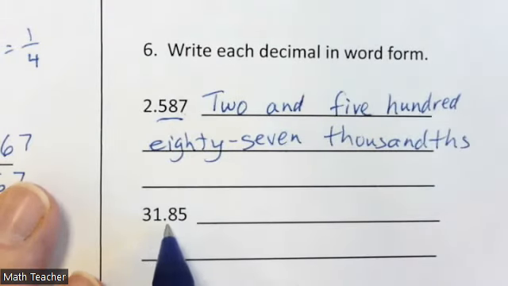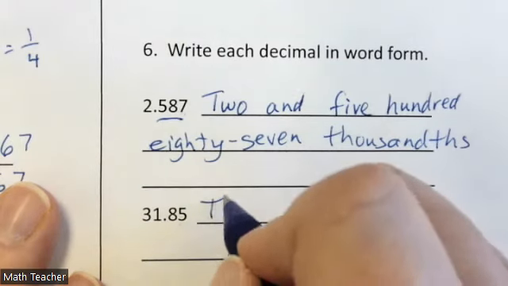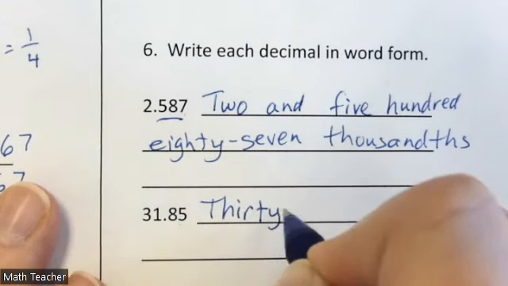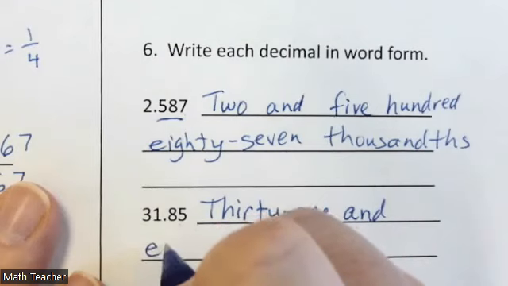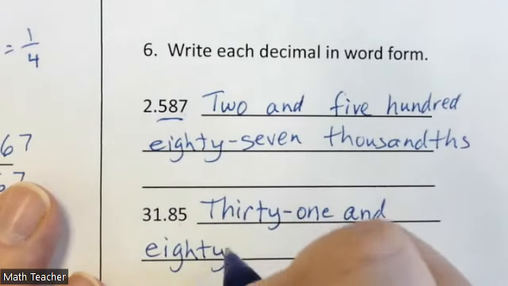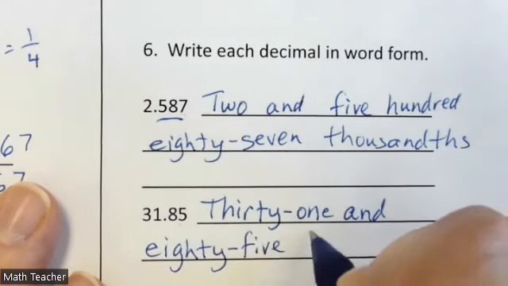This would be 31 and 85, and the 5 is in the hundredths place, so 31 and 85 hundredths.